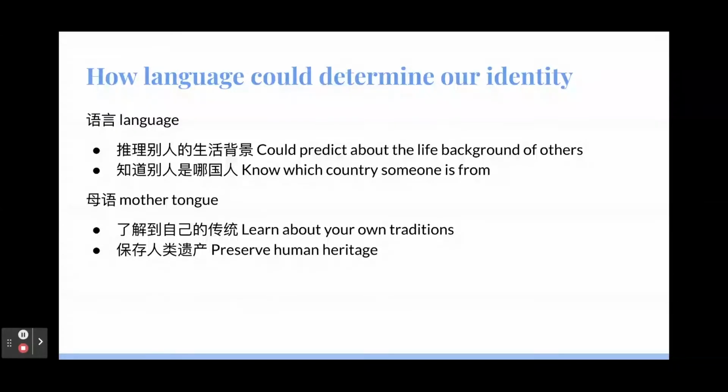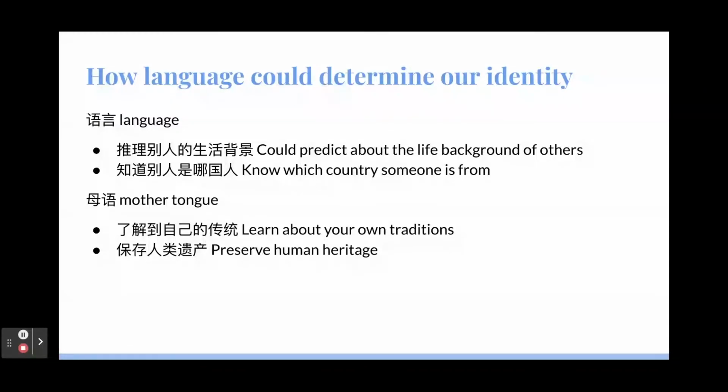And then for the second point, language could tell which country someone is from. Just now, from the example I gave, you could also apply this point. So you would say 知道别人是哪国人. So in a full sentence of how language could tell which country someone is from, we could say that 从语言我们可以知道别人是哪国人.